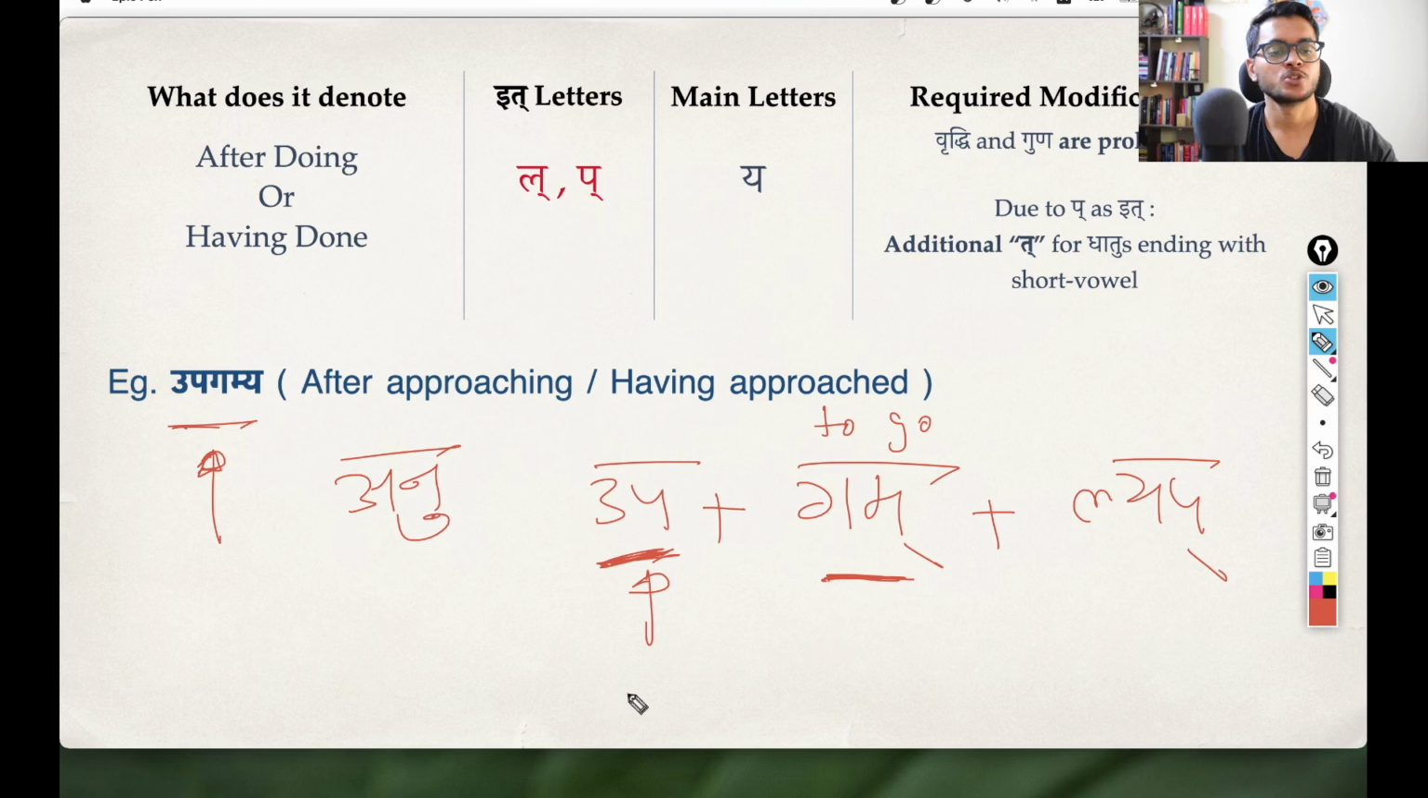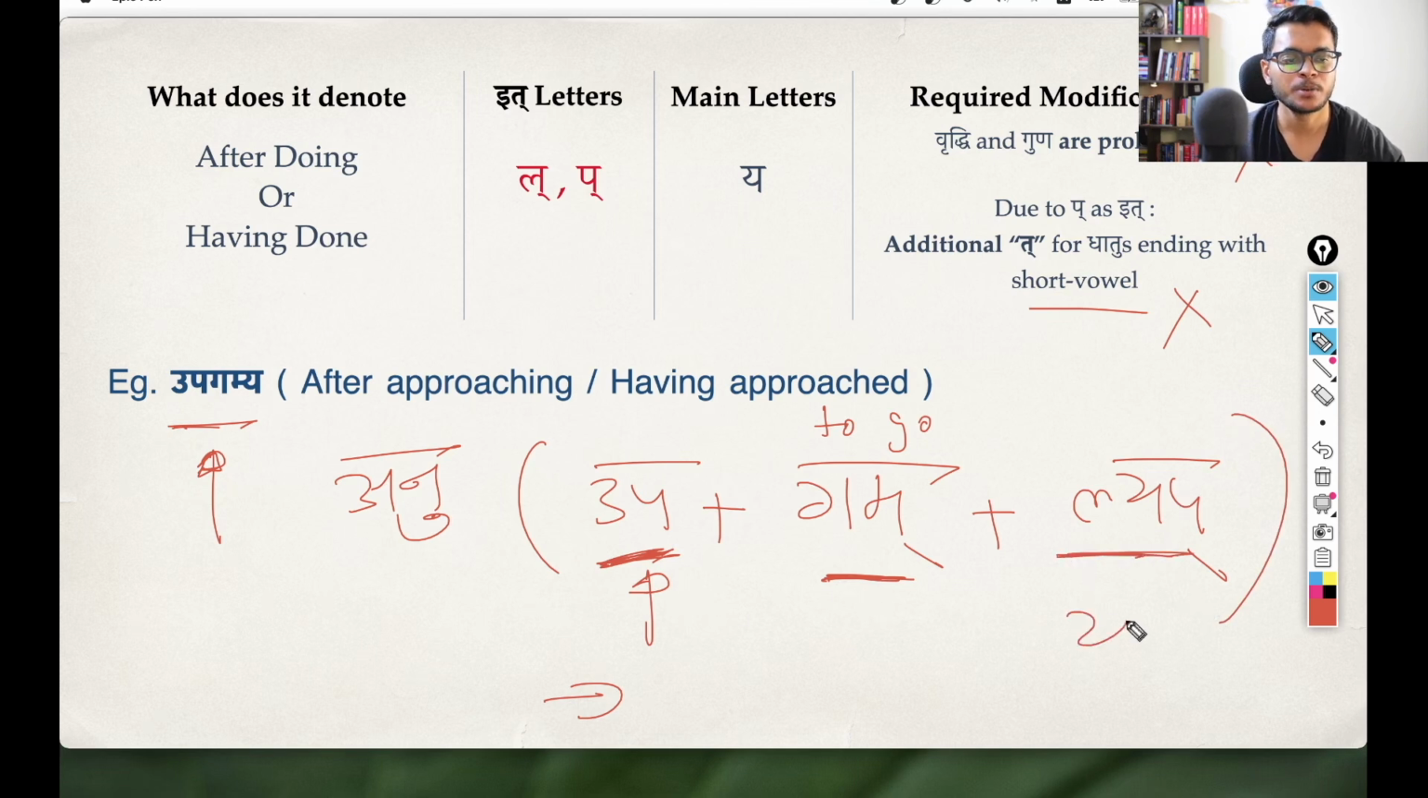This is being modified using lyap pratyay. Again, vriddhi and guna prohibited. This also is not happening. So we are simply going to combine them together. So upa plus gam, from this lyap we get this ya.